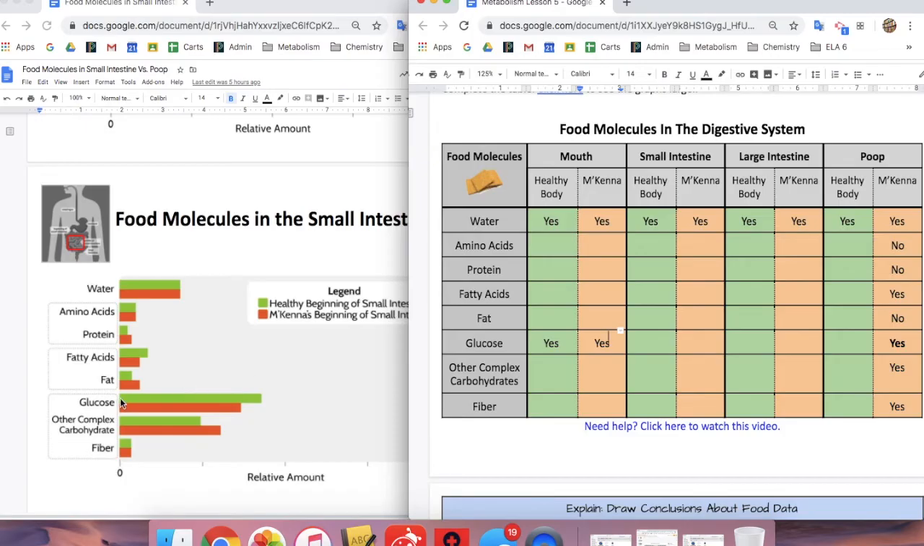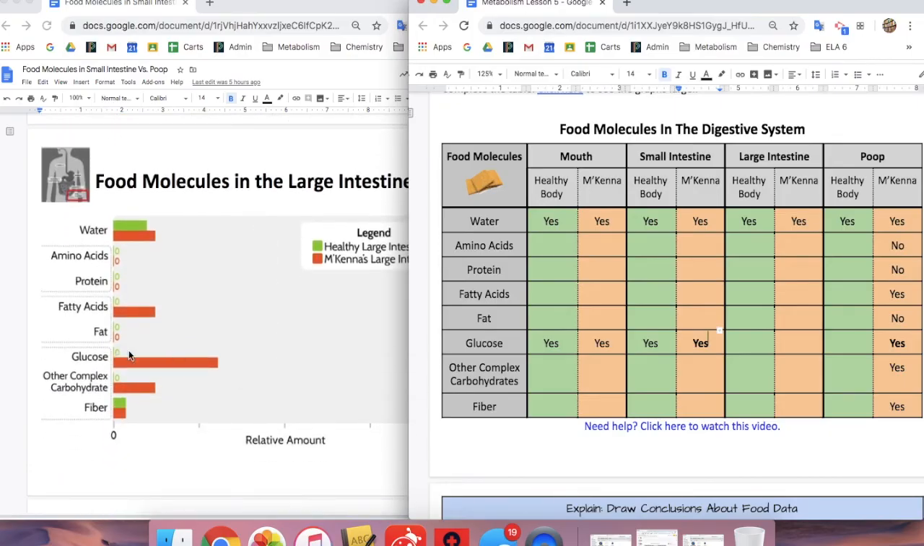In a healthy body, is there glucose molecules after eating a graham cracker in the small intestine? Does McKenna's small intestine have glucose molecules after eating a graham cracker? Although you're probably noticing that McKenna's small intestine seems to have less glucose molecules. Now let's go to the large intestine.